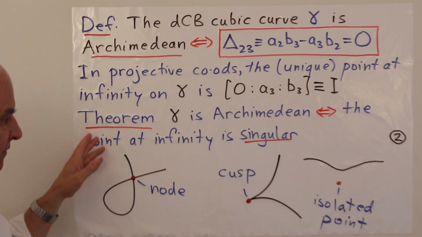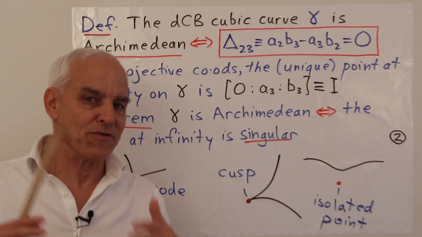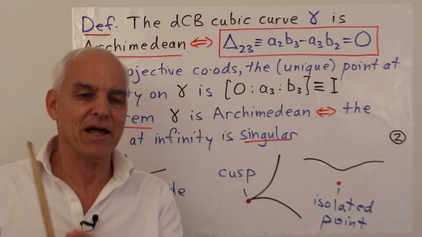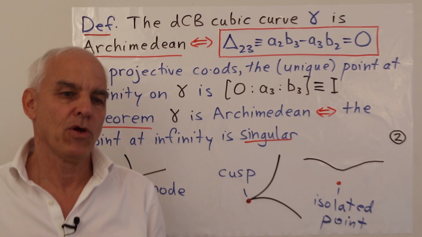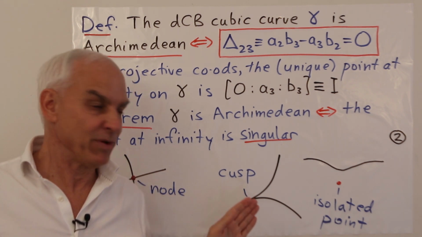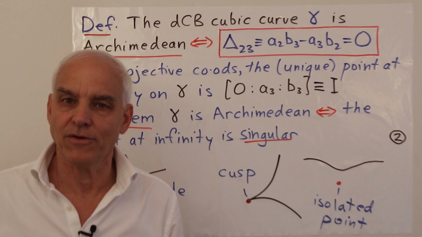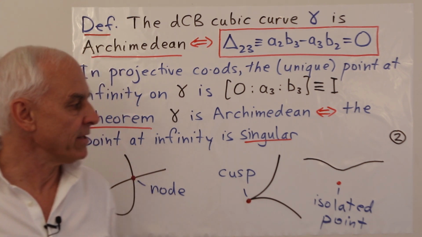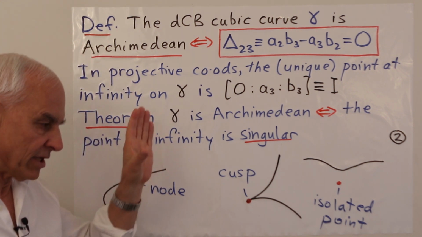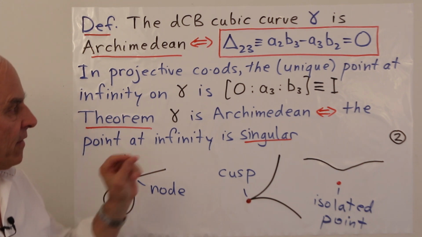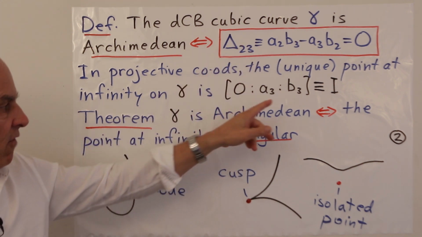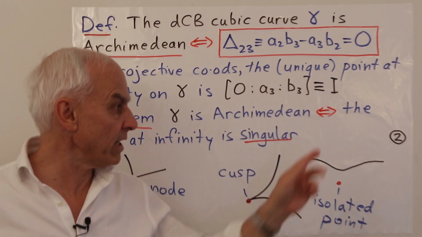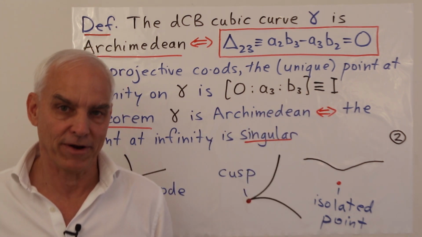Now that does involve some discussion of projective coordinates and how we analyze points at infinity. And in the course proper, in the worked problems, we'll go over that and explain why this is true. But it's important to understand, or at least to appreciate, that this algebraic condition has a geometrical interpretation involving this point at infinity, which plays quite an important role in the story.